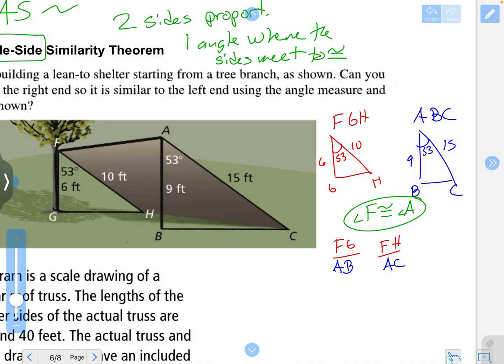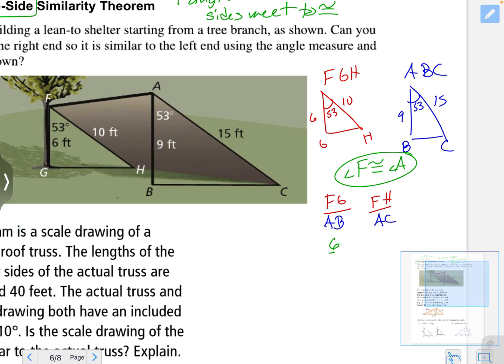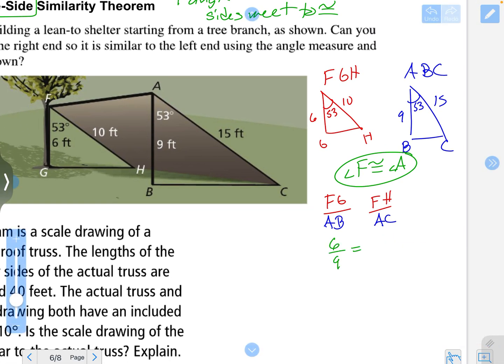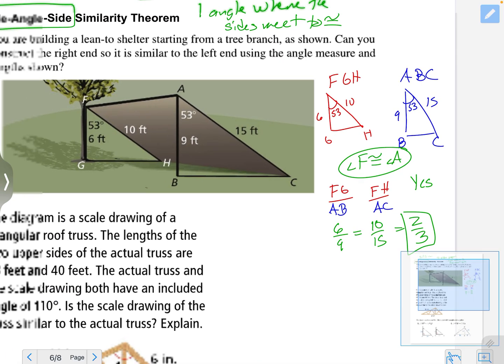One easy way that we can do this is we can just plug in our numbers. 6 over 9 equals 10 over 15. We can do 6 divided by 9 in our calculator, which gives us 2/3. And then we can do 10 divided by 15 in our calculator, and that gives us 2/3. So if those two ratios are both 2/3, then yes, these triangles are similar.